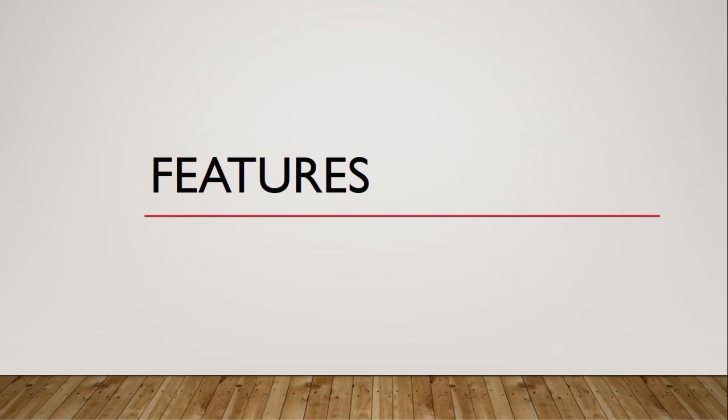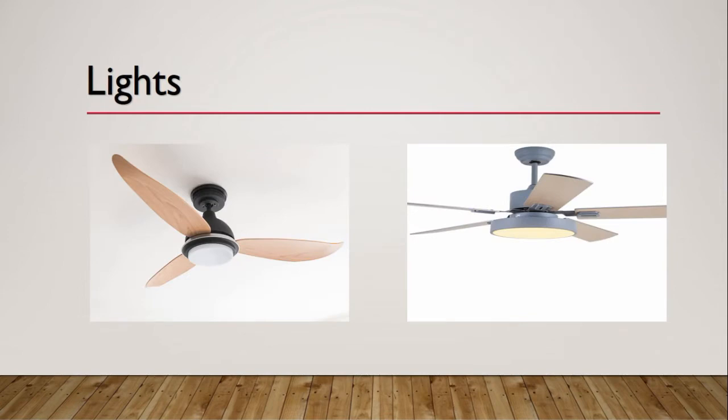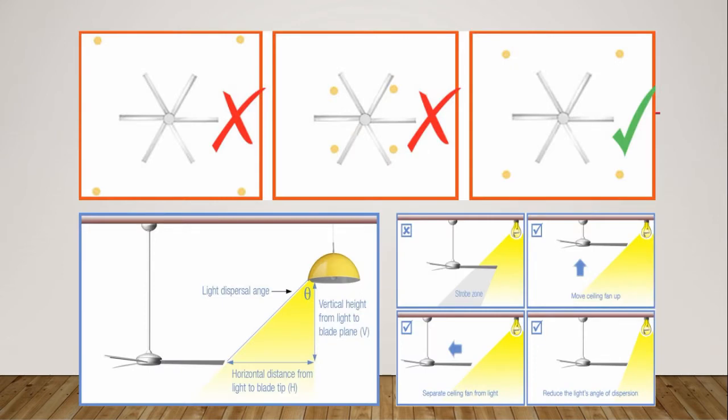Let's get into the features of the ceiling fan simulation that I have made. The first feature of the ceiling fan is that it is able to function in 3 speeds, which are slow, medium, and fast. Next, a light is installed in the middle of the fan. The reason this light is featured is because it can prevent any shadows due to the blades of the fan and provide better lighting for the user who is working under the table.